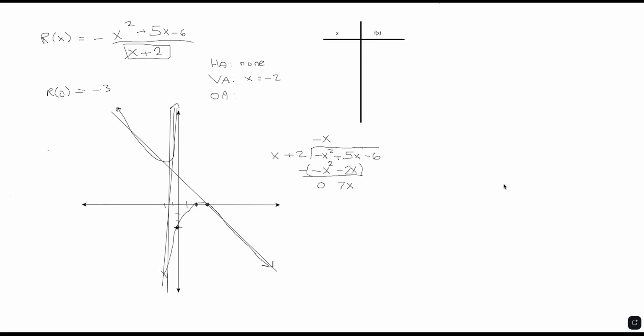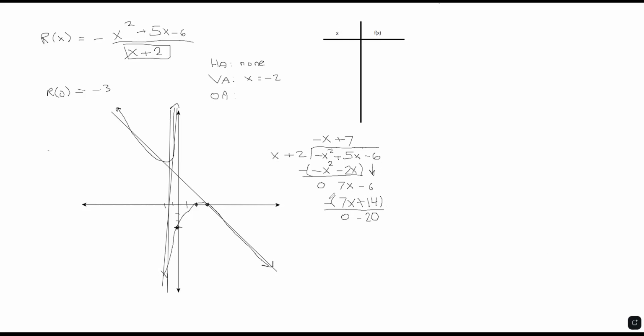Actually, we don't have to do that yet. Okay, so x can go into 7x 7 times. So 7 times x is 7x, and then 7 times 2 is 14. And now I'm going to bring down the negative 6. So now we subtract. 7x minus 7x is 0x, and then negative 6 minus 14 is negative 20.